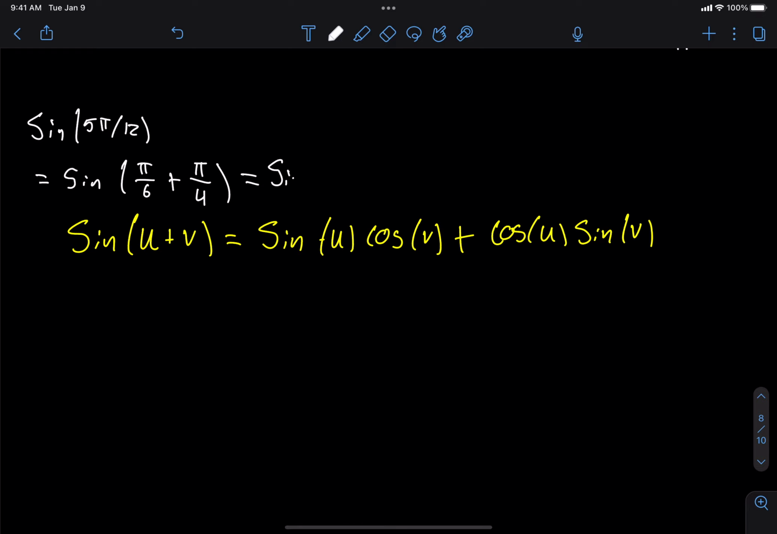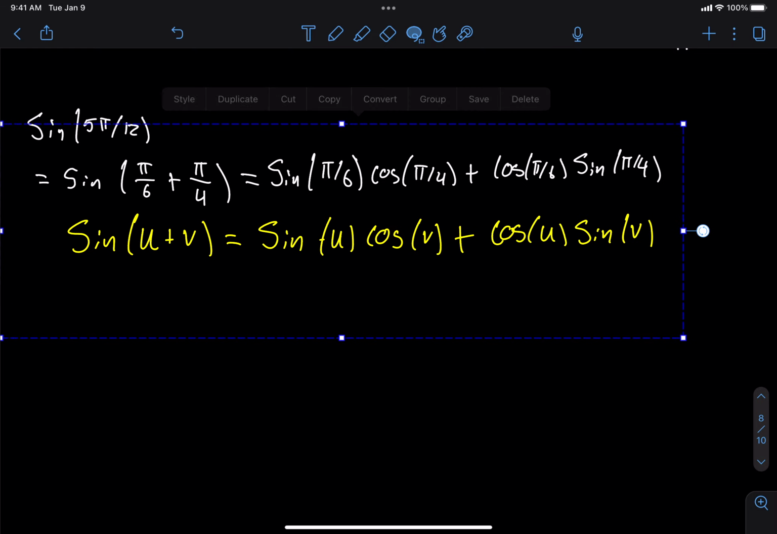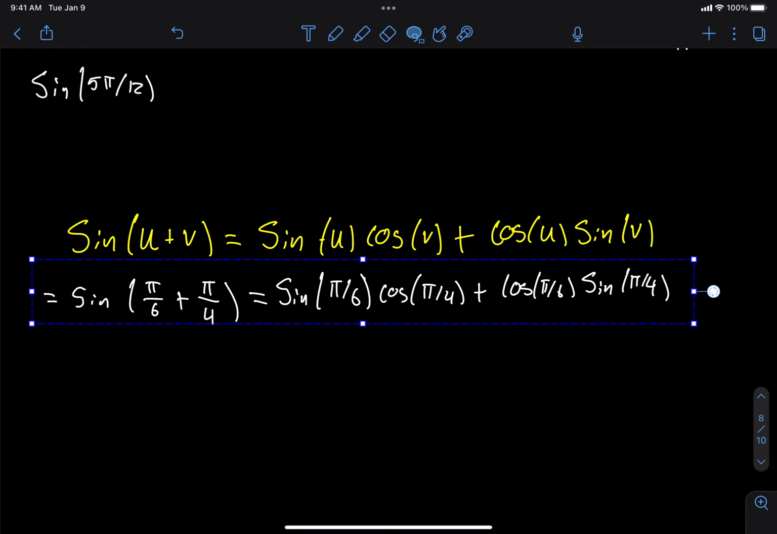So I get sine of pi over 6 times cosine of pi over 4 plus cosine of pi over 6 times sine of pi over 4. Okay, that's what the identity told me to do. So let me just... No, that's not what I want to do. Okay, I need to move this up first. Then I need to grab this, move it down.